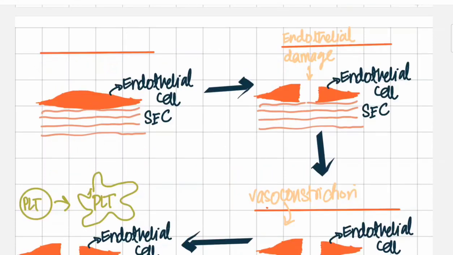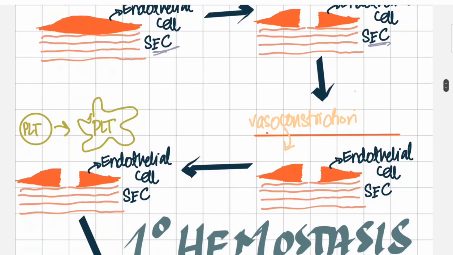Now I'm going to review this very fast. So right here you see we have the subendothelial collagen and the endothelial cells that line the lumen of the blood vessel, and that's the other wall of the blood vessel. There is going to be endothelial damage, and that is going to expose the subendothelial collagen. This will cause vasoconstriction. Vasoconstriction can be caused by endothelin, calcium, and also backflow or pressure of blood. These all are going to cause vasoconstriction.